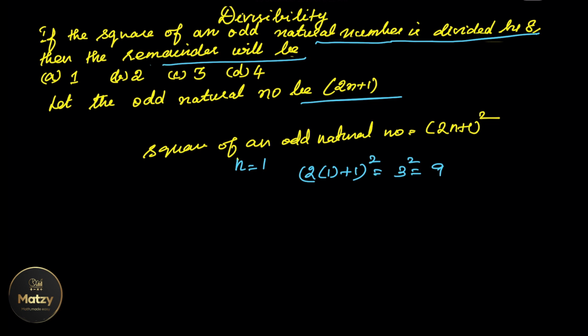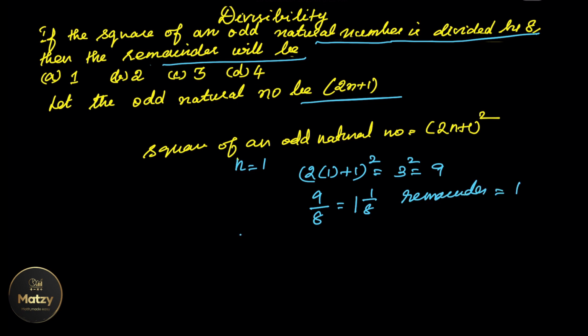See what is there in the question. If the square of an odd natural number is divided by 8, then what is the remainder? So I have to divide this by 8. When you divide 9 by 8, what is the remainder? Remainder is 1. Am I right?